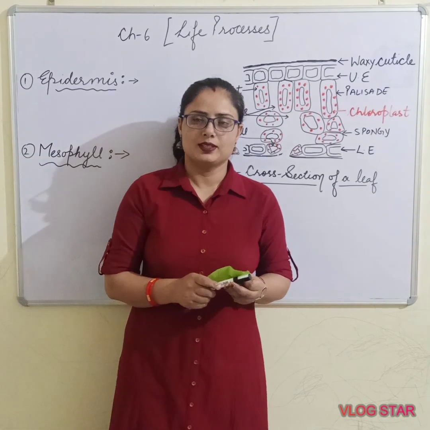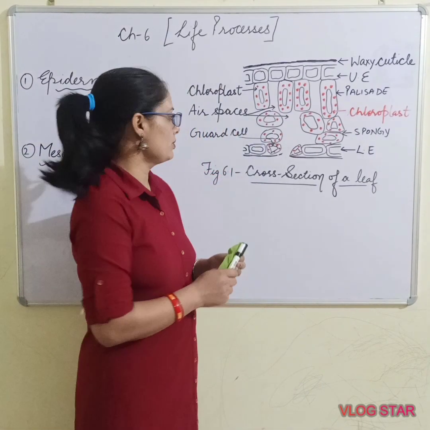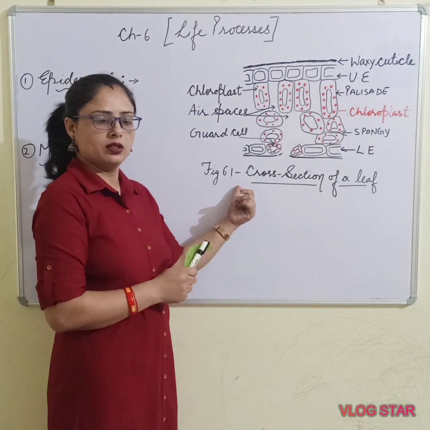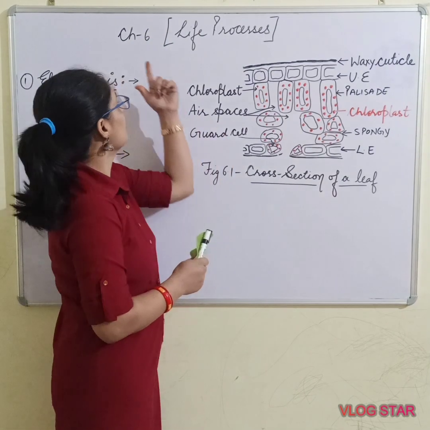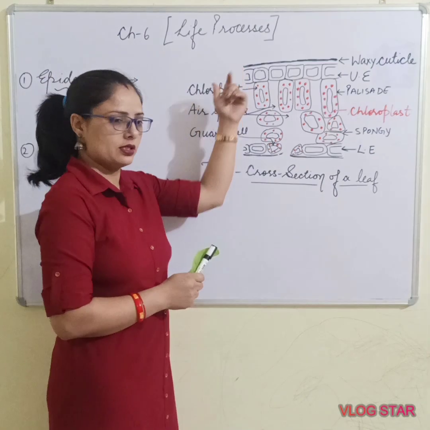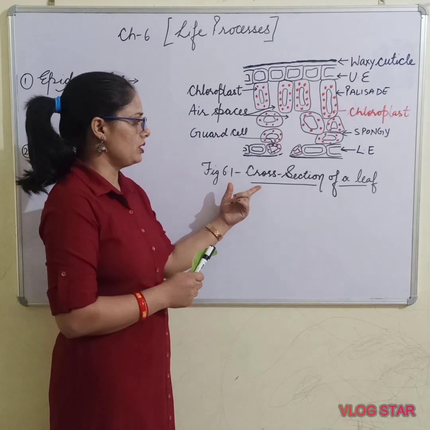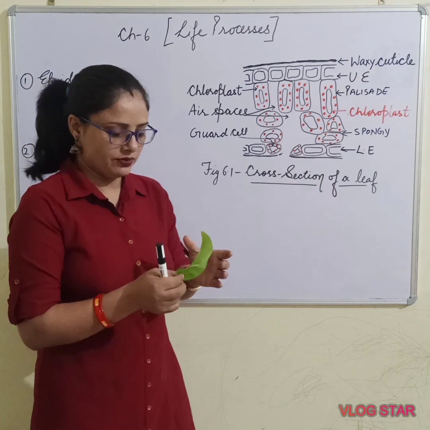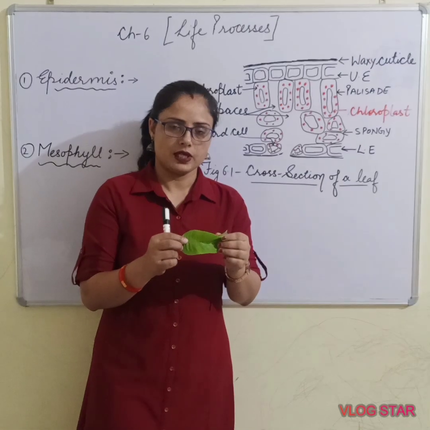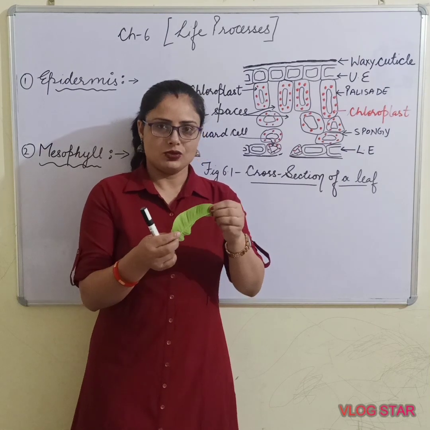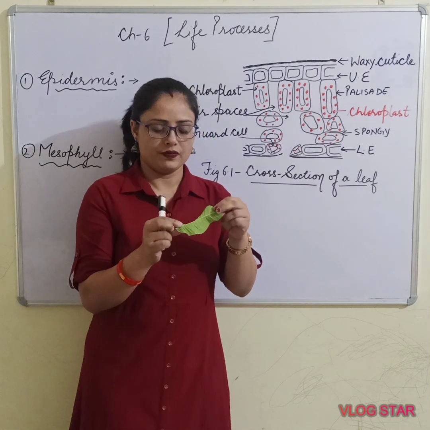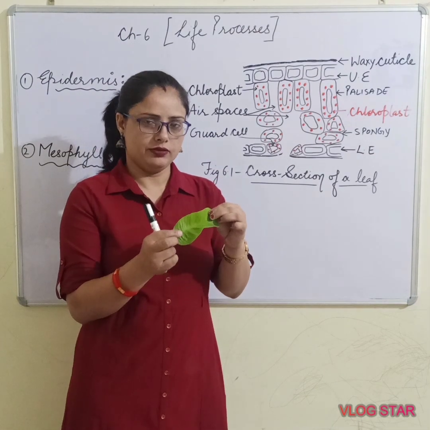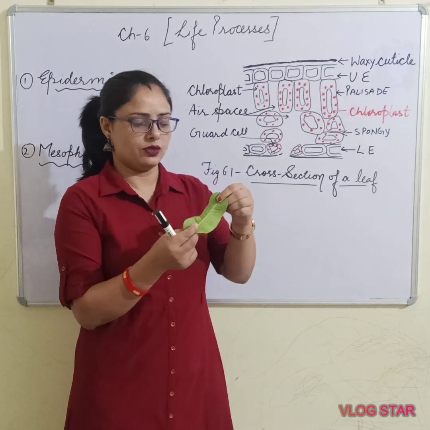Hello students, today we are going to start discussion about figure 6.1 of chapter 6, life processes, and this figure is about the cross section of a leaf. So here I have taken a leaf. This leaf, as you can see clearly, is a dorsiventral leaf. So why are we calling it dorsiventral?